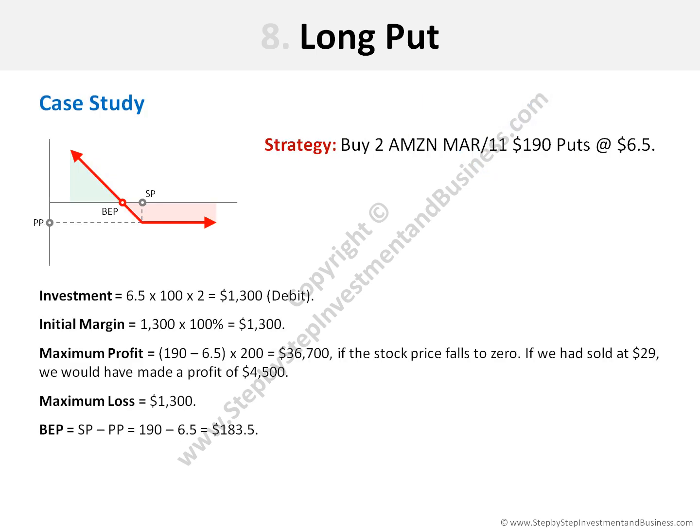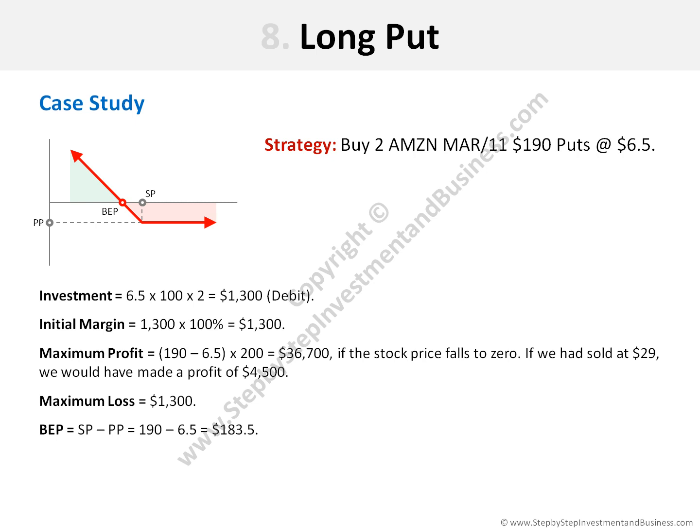Here we can see the numbers of our example. The strategy consisted of buying 2 Amazon puts with a strike price of $190 and expiration in March 2011 at $6.5. Remember that the premium of an option contract is expressed per share. Therefore, our investment is equal to 6.5 multiplied by 100, which is the price of each contract, multiplied by 2, which is the number of contracts bought. That is a total of $1,300. This money is debited from our account.